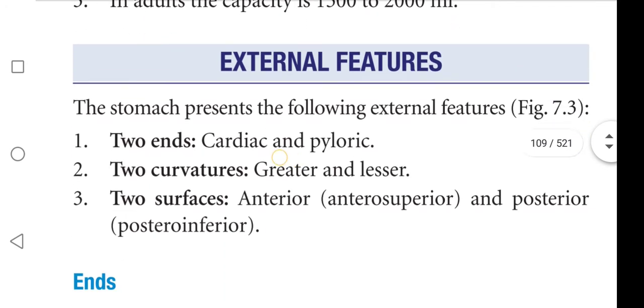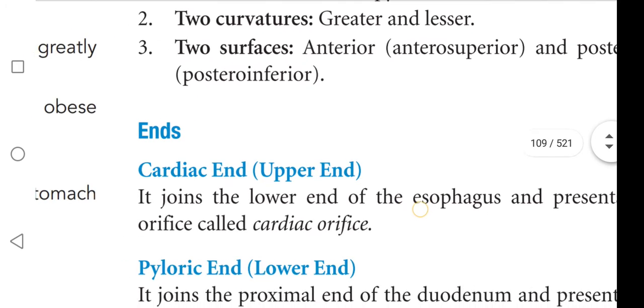Next, coming to external features. The stomach represents the following external features: two ends, cardiac and pyloric; two curvatures, greater and lesser; two surfaces, anterior and posterior. Anterior means anterior superior, posterior means posterior inferior.